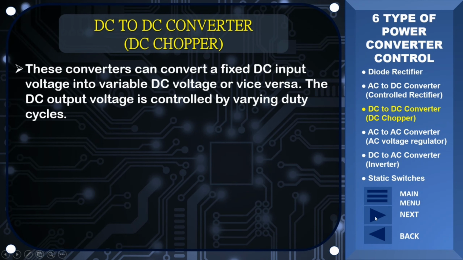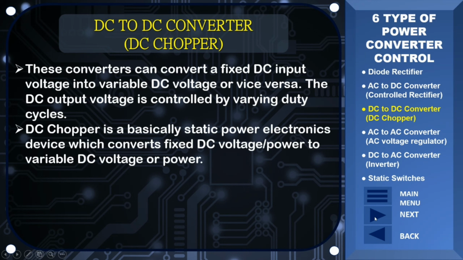A DC chopper is basically a static power electronic device which converts DC voltage power to variable DC voltage. It is nothing but a high-speed switch which connects and disconnects the load from the source at a high rate to get variable or chopped voltage at the output. There are three types of DC to DC converters.